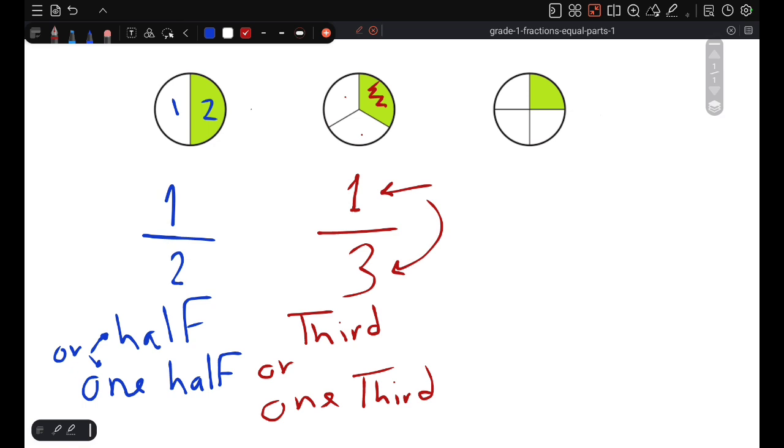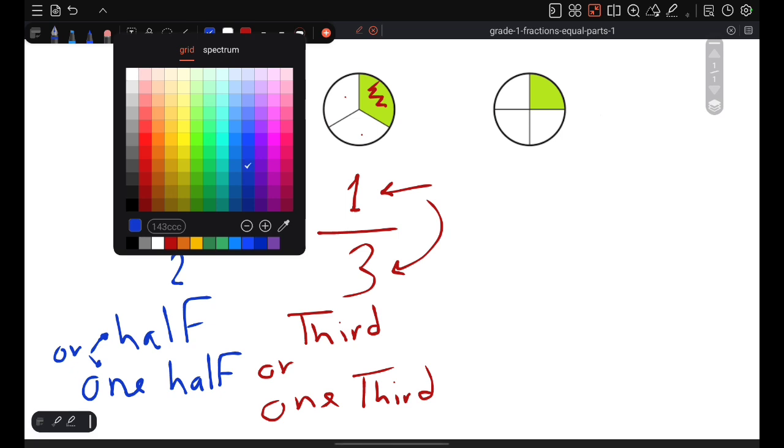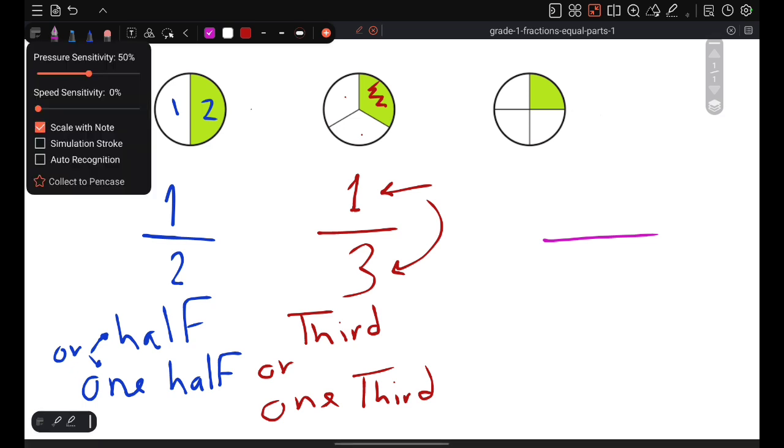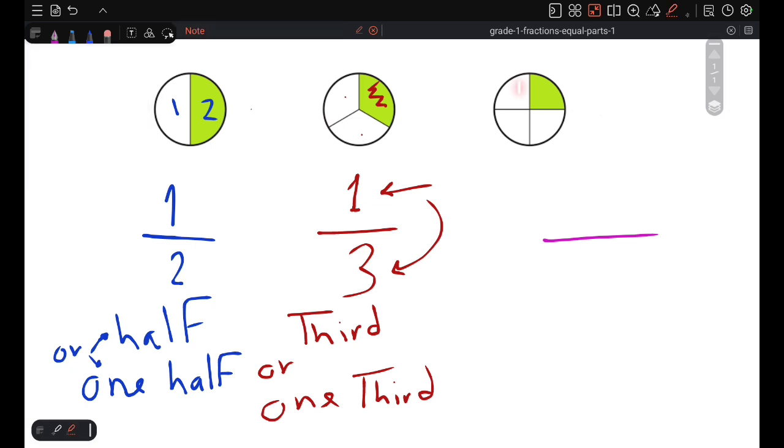This shape I want to represent also as a fraction. So I will make the fraction bar, and in the denominator I want to know the total number of parts. I have 1, 2, 3, 4. So how many parts in all? Yeah, 4 parts in the denominator. And how many color parts? Just 1 part. So this is 1 over 4. Or I can call it fourth.